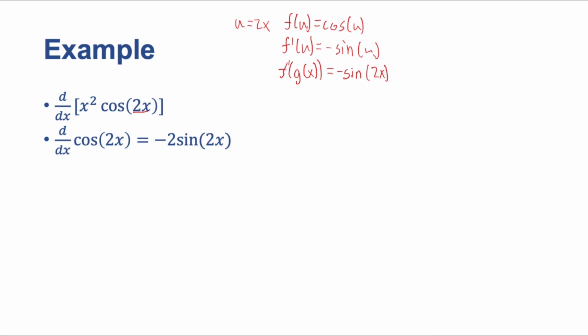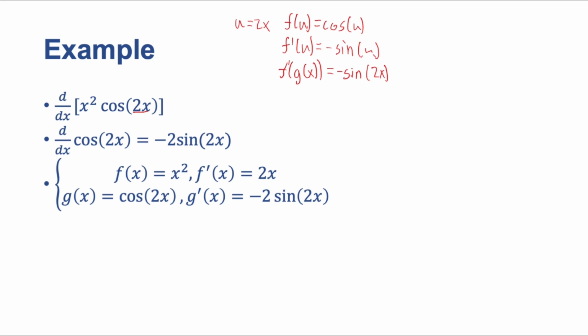So now we have everything we need for this product rule. We're going to have f is going to be x squared, then f prime will be 2x, then g of x will be cosine of 2x, and then g prime will be negative 2 sine 2x. That gives us the derivative of 2x cosine 2x minus 2x squared sine 2x. And that is it for the chain rule.